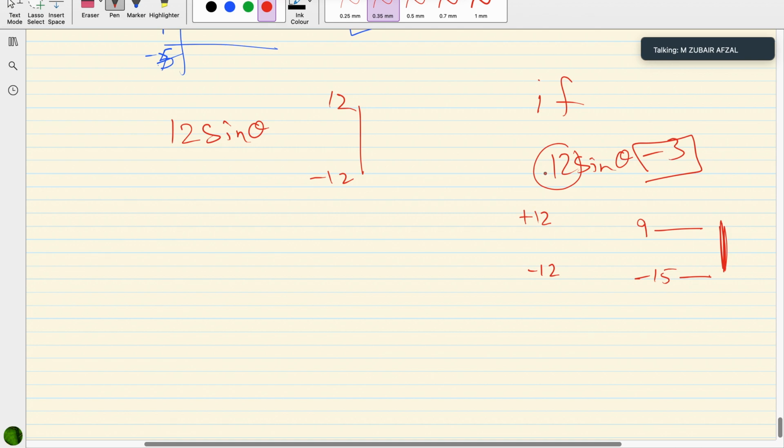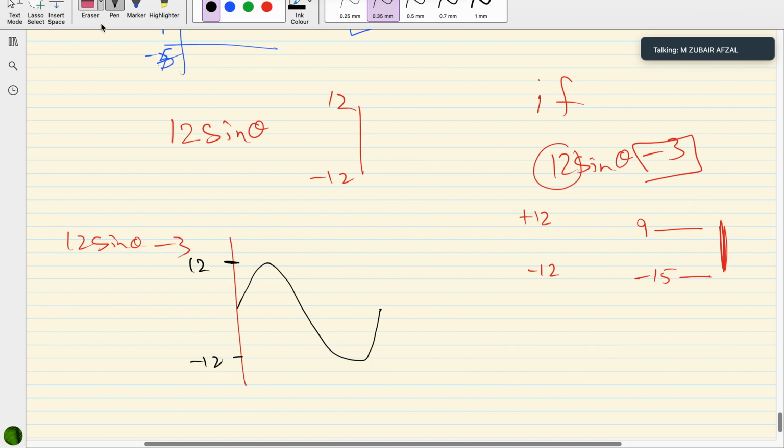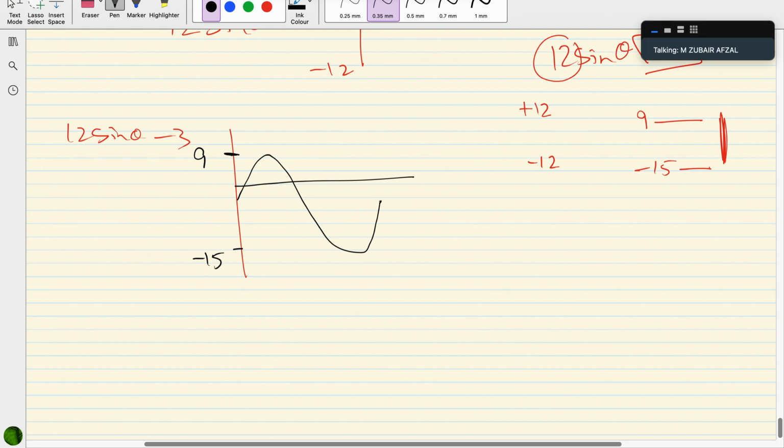If you sketch this graph, 12 sine theta minus 3, it will look like this. This is a sketch of sine, and the highest value which was supposed to be 12 and minus 12, because of this minus 3, both of these are reduced by 3. So these will be 9 and minus 15. And it would look like this. Is it clear?